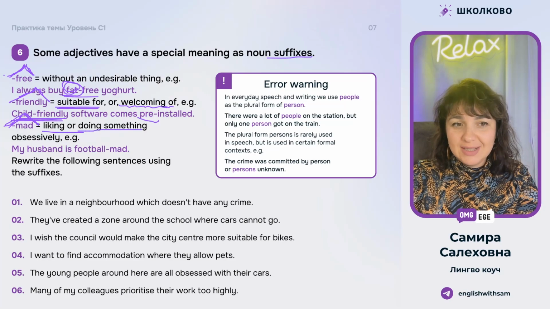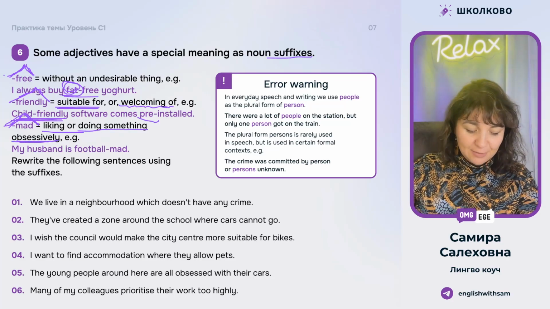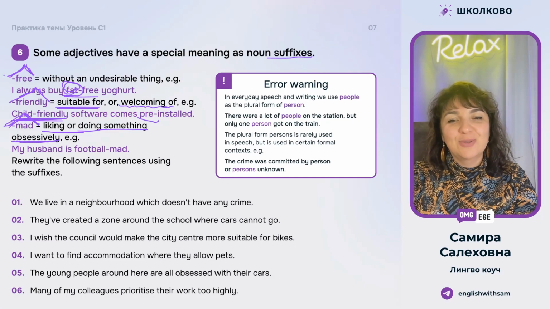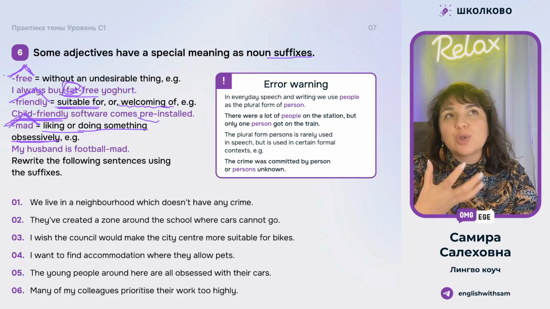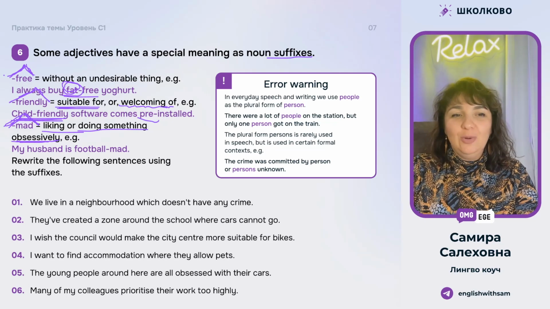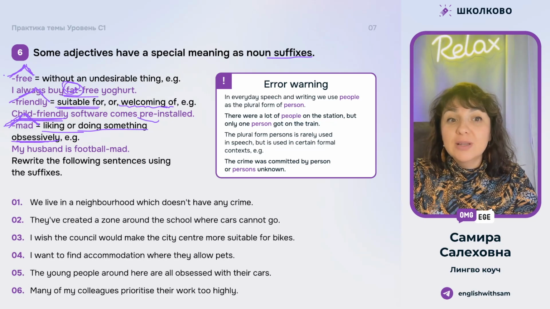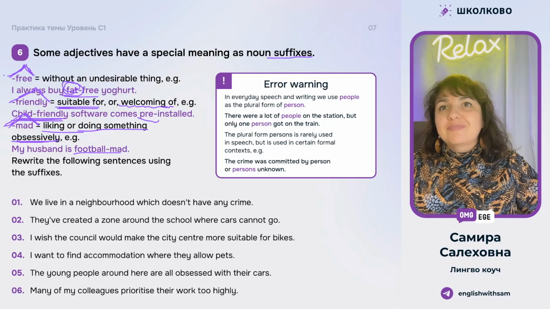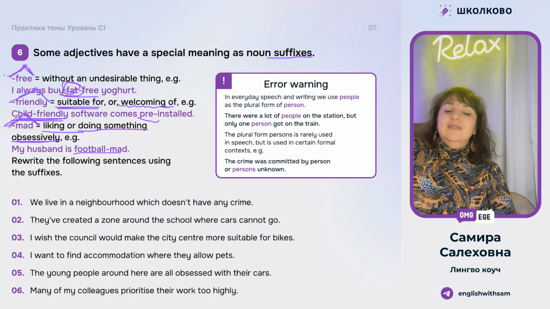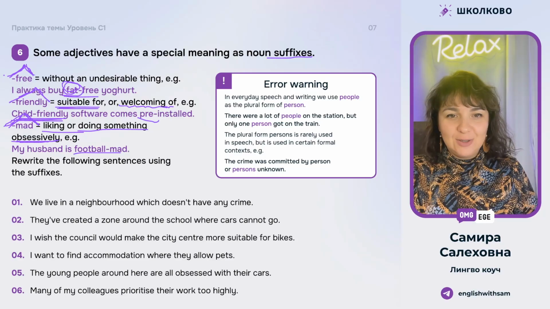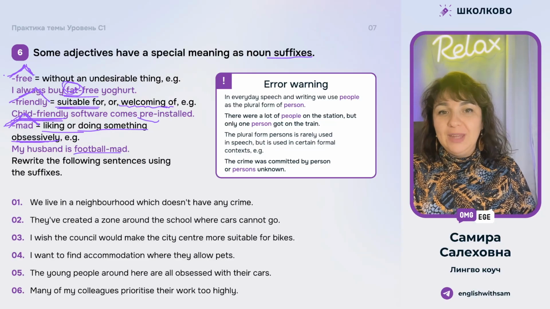Liking or doing something obsessively. Вот это obsessively нам опять помогает, приближает нас к настоящему его обычному значению. То есть, прям настолько увлеченным быть во всем, что просто себя готов потерять. My husband is football mad. Понятно, да? Или что может быть? Геймеры какие могут быть? Computer mad, да? Games mad, что-нибудь такое. Вот, okay.